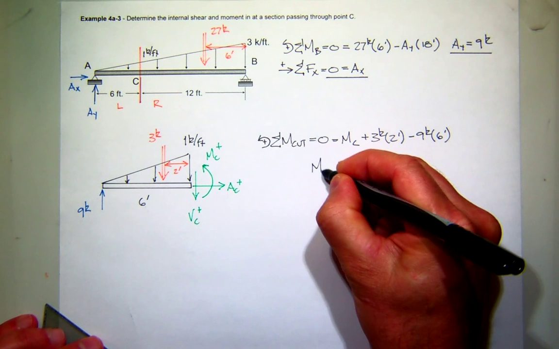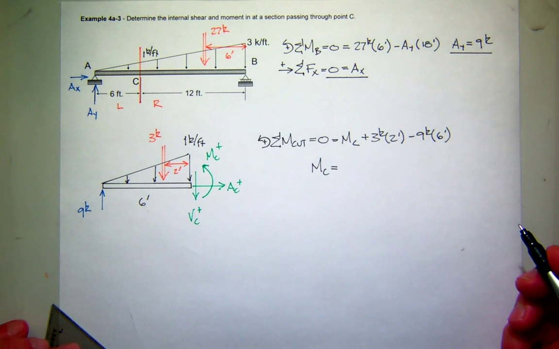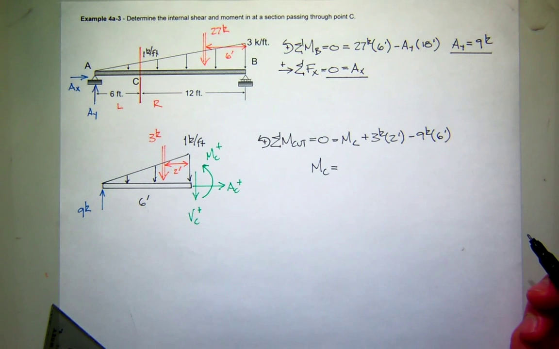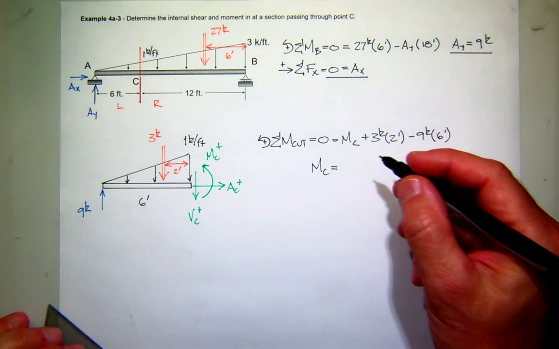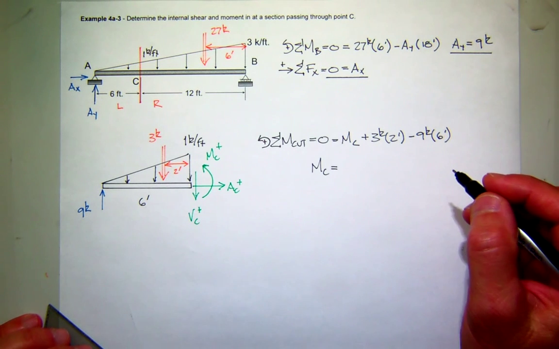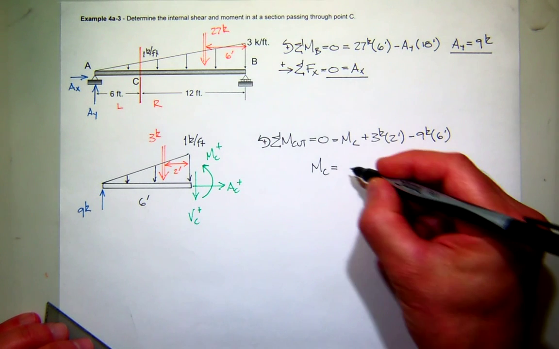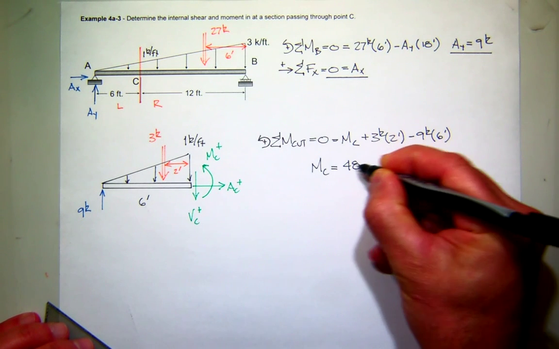So it looks like the moment at C is equal to, it's positive, what is it? 9 times 6 is 54, minus 6. 48? Yeah. You guys just doing that off the top of your head? It kind of scares me when you do that. But it is 48. Negative 54 plus 6 is negative 48. I believe you.